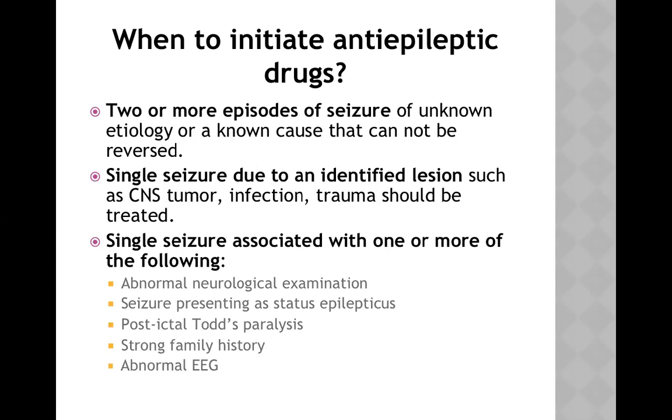Single seizure associated with one or more of the following, we should use anti-epileptic drug. Now let's analyze them. Abnormal neurological examination, definitely don't take any chance because there is already serious damage to the brain. That's why the neurological exam is abnormal. Second, seizure presenting as status epilepticus, we need to go for the anti-epileptic drug because status epilepticus is a serious condition where the ongoing seizure is more than 30 minutes.